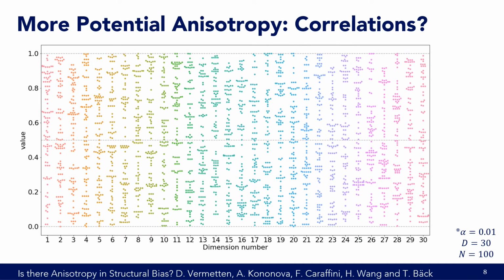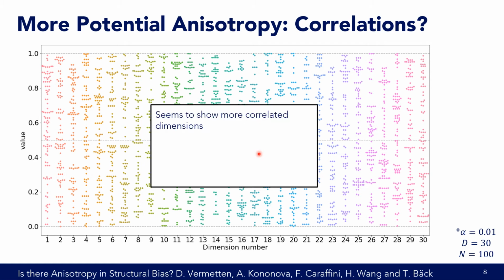Another example of where we might suspect anisotropy is in cases like this. Here, if we look at correlations between dimensions, we see that they're relatively high. But our statistical testing procedure does not detect any structural bias on any of these dimensions. And here again, visually, we see this is definitely not something that we would consider to be uniform. So this is not a potential deficit of the structural bias test that is being used.